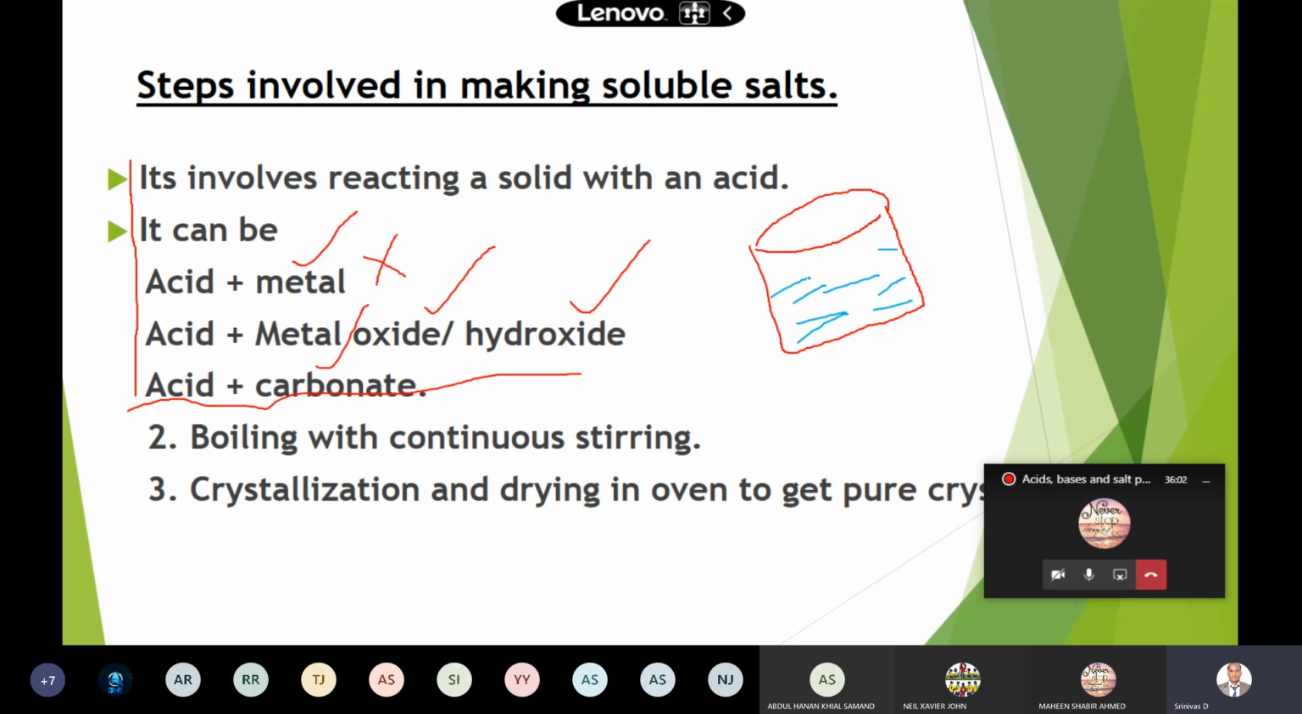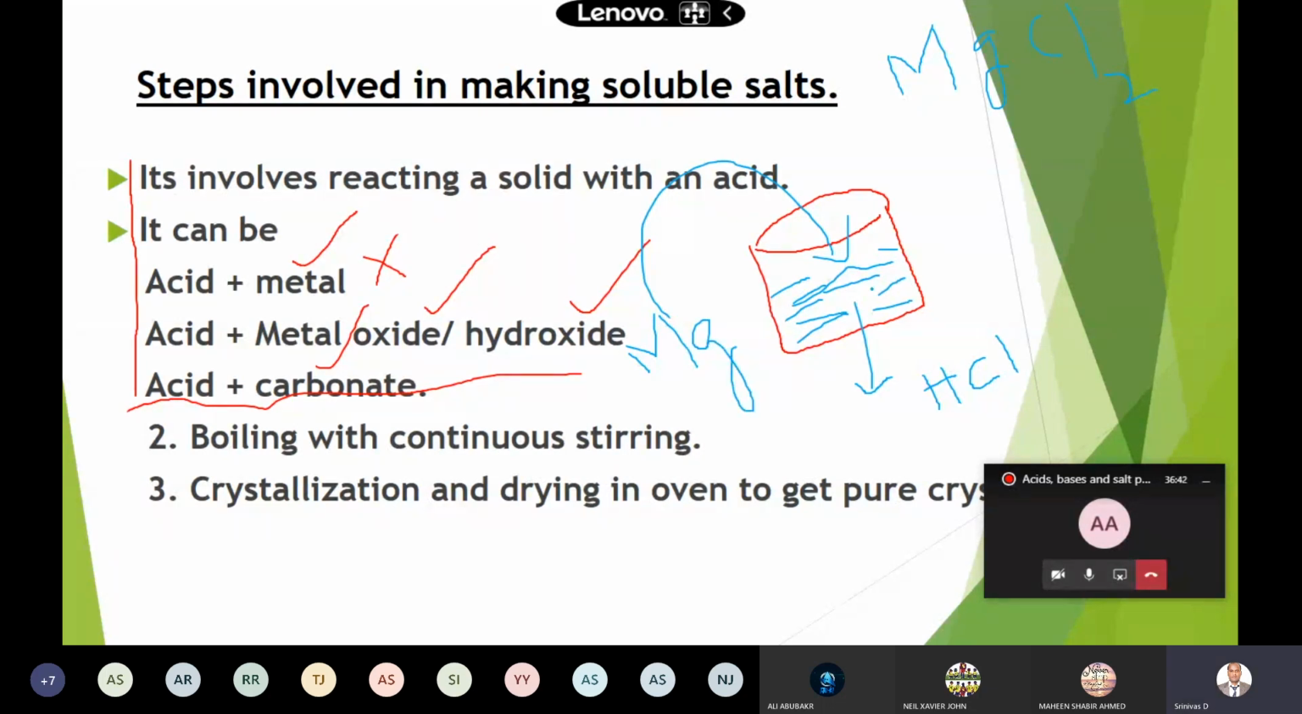Can you name 1 or 2 acids? HCl. Okay, hydrochloric acid, which is colorless. Now to the hydrochloric acid, you want to make a salt like magnesium chloride, for example. Your job is making magnesium chloride salt. So now to this HCl, add a piece of magnesium. The magnesium reacts with the acid.